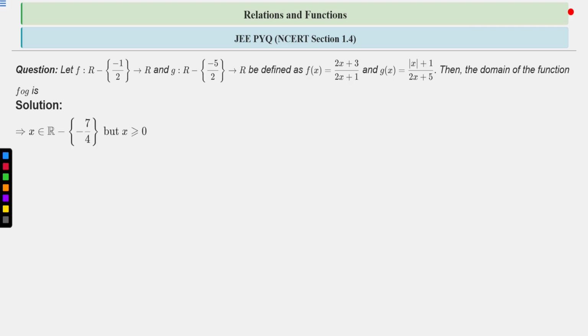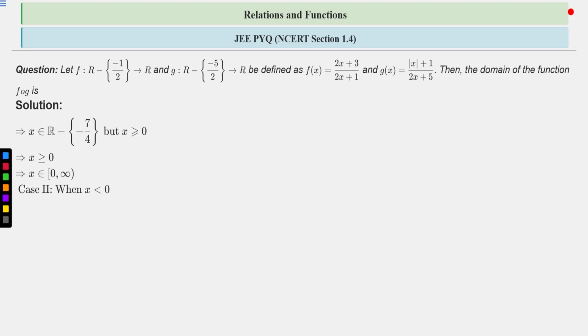So x belongs to all real values except -7/4, but x is greater than or equal to 0, right? This implies x is greater than or equal to 0, right? So x will belong to [0, infinity), right? Clear?